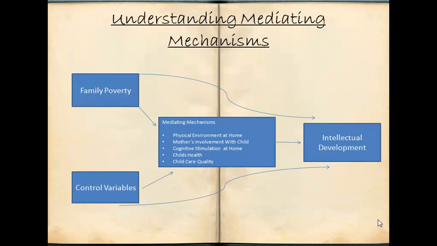This chart is just to give you a visual of how mediating mechanisms affect intellectual development. I went over how poverty can affect cognitive stimulus in the home, but there are still other factors that come into play, such as the physical environment at the home, a mother's involvement, health, and childcare quality. What to get out of this is that there are external factors that affect the child's cognitive development, and those external factors relate back to poverty and to this child's intellectual development.